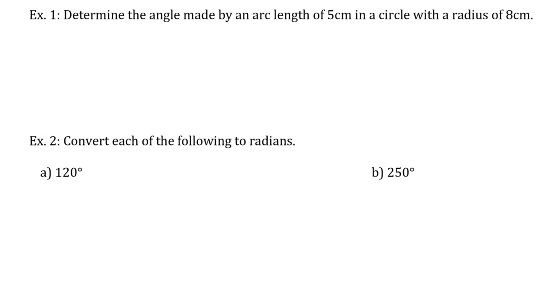So, determine the angle made by an arc length of 5 centimeters in a circle with a radius of 8 centimeters. So the first thing that we're going to do is we are going to draw and label a circle.